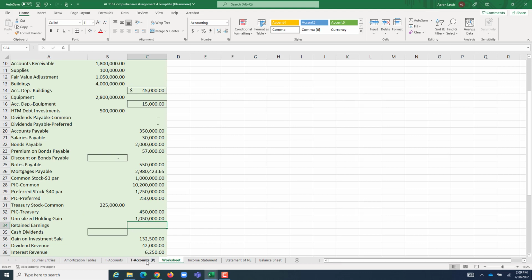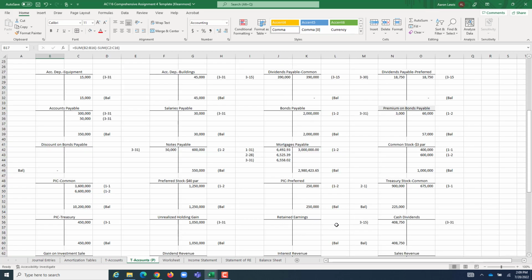So for retained earnings, what is our balance? Our balance of that account we just saw is 0. So I'm actually just going to type in a 0 and hit enter instead of bringing a cell over. What about cash dividends? Well, we go and look at that T. That's got a balance of $408,750. Cash dividends is a withdrawal account, which is temporary.